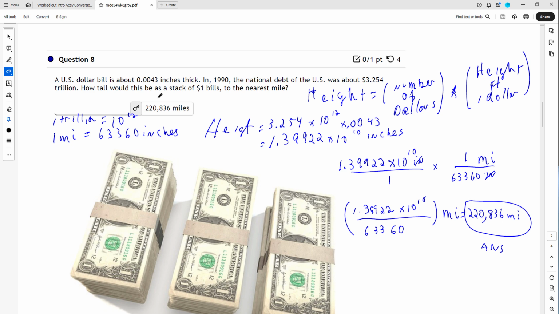Okay? So I'll tell you here that 1 trillion is 10 to the 12, and 1 mile is 63,360 inches. So you have to convert these inches into miles. So 1 mile, okay, I multiply, create a cancellation. So inches cancel out, replace with mile. 1 mile is 63,360 inches. Inches cancel out, and I divide. End up with 220,836 miles for my final answer. Here's what they have there. That was number 8.